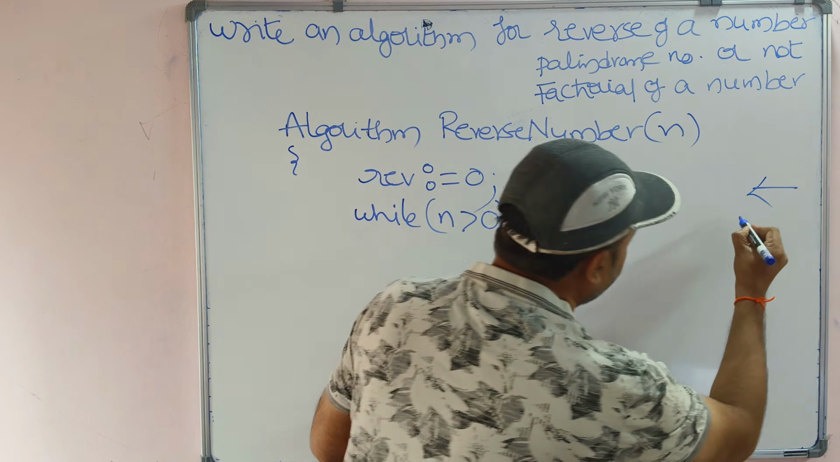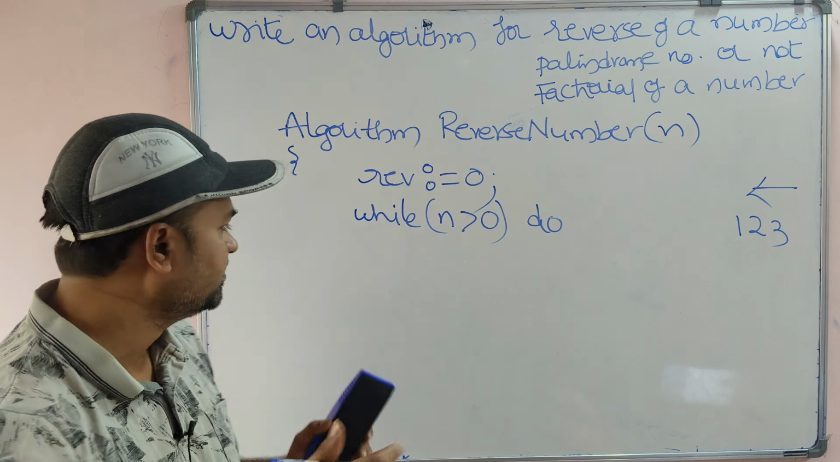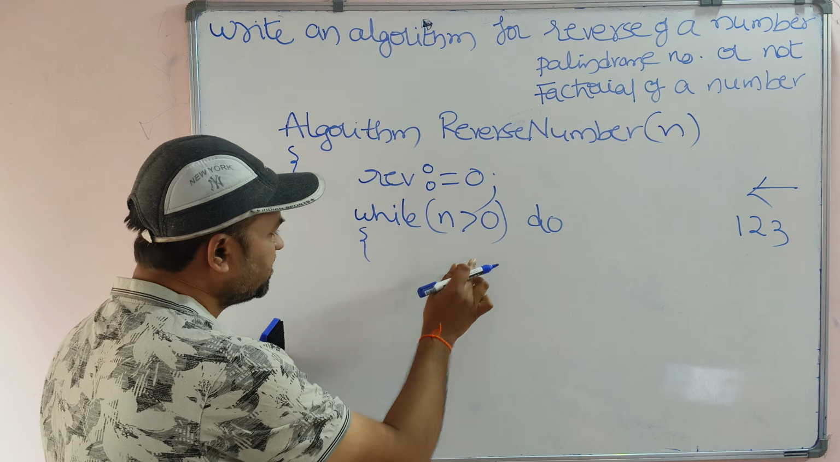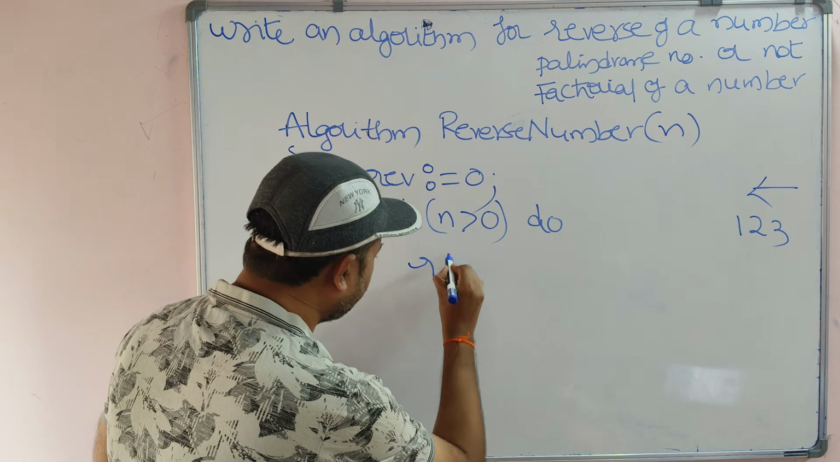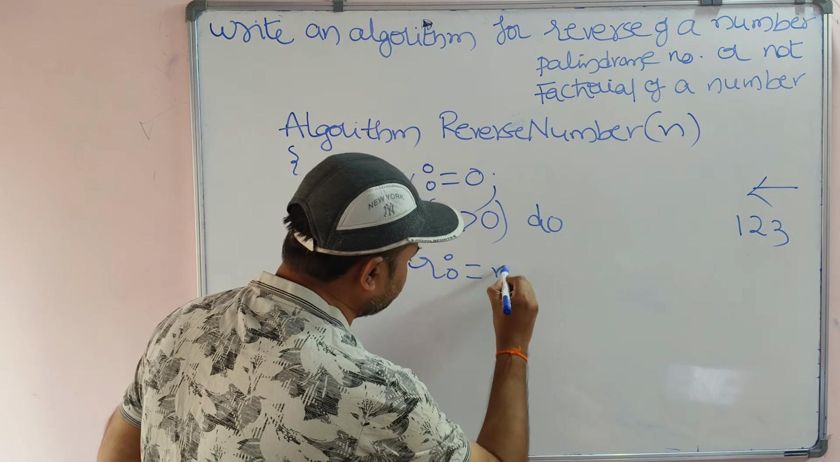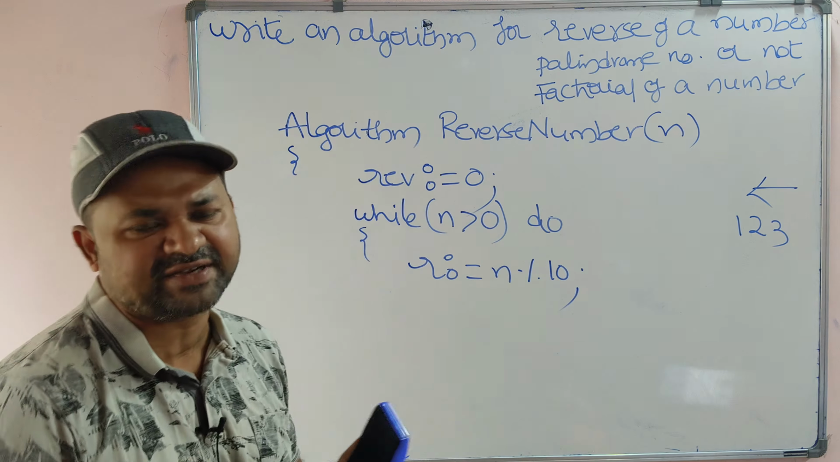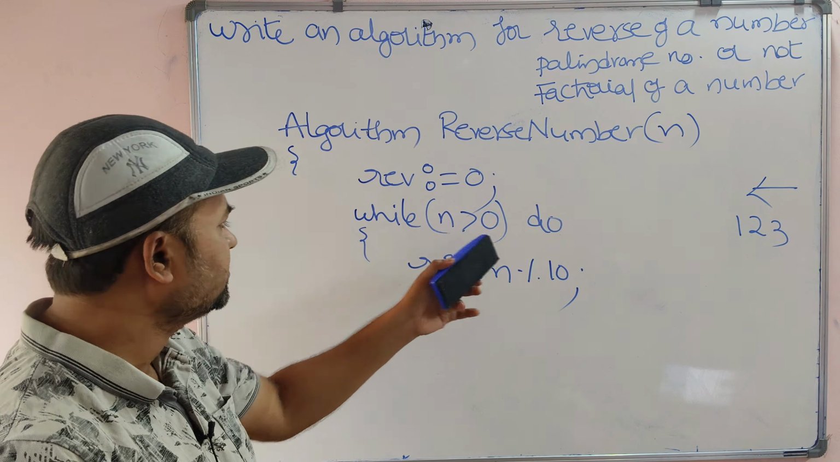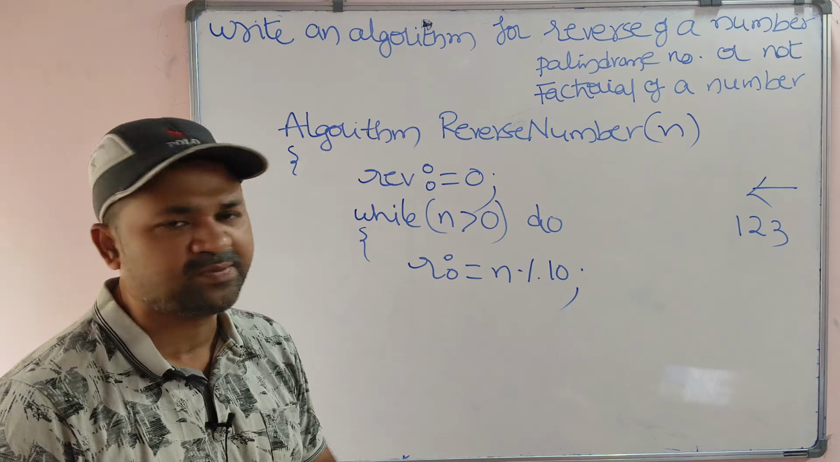So let the number be 123. Then what is the reverse of the number? 321. So for that, the logic is, first we have to find out the remainder. So r equal to, for assignment we have to use colon equal to. r := n modulo 10. Every statement ends with a semicolon. So this is the algorithm, and we have to use the do keyword.